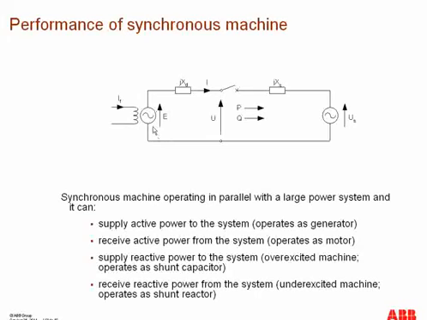On the same side, if this machine is supplying reactive power to the system, then this machine is in overexcited mode, and it is acting as a shunt capacitor, and it is supplying VAR to the system. And if it is receiving VAR from the system, then it is an underexcited machine, and it is acting as a shunt reactor. So the same machine is acting in different ways in different system conditions.